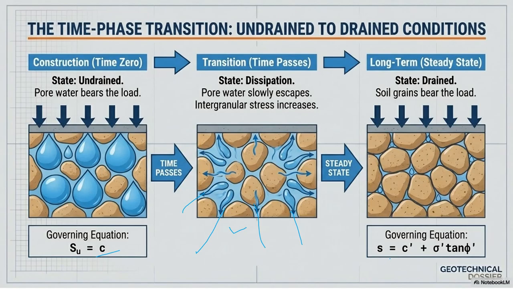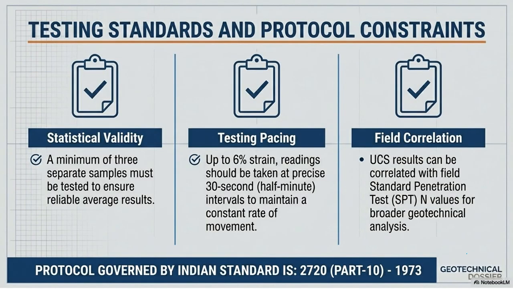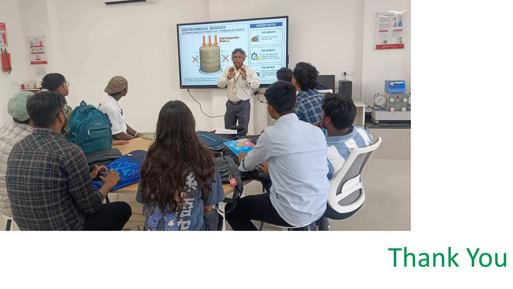S is equal to c dash plus sigma dash tan phi dash, where S is the shearing strength, c dash is the cohesion, sigma dash is the normal stress, and phi dash is the angle of internal friction. So this is Coulomb's law, which governs the soil's long-term steady state. Now you can see that these are the testing standards and protocol constraints as per IS 2720 of 1973.